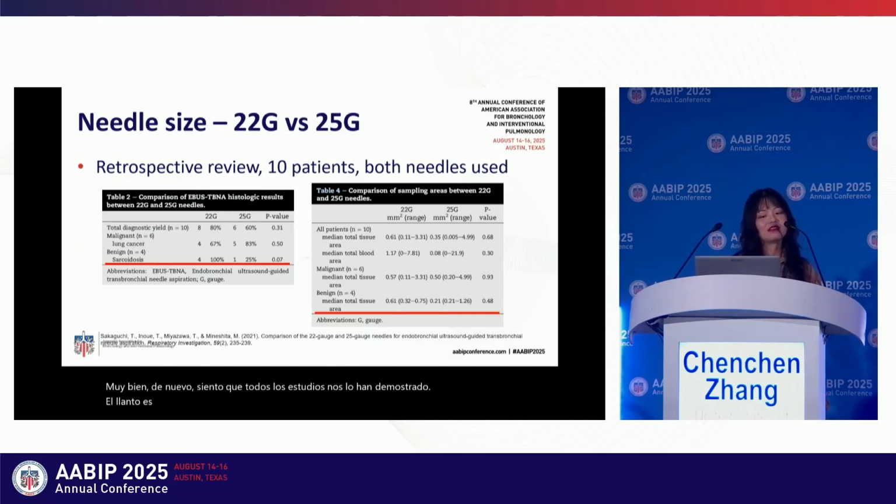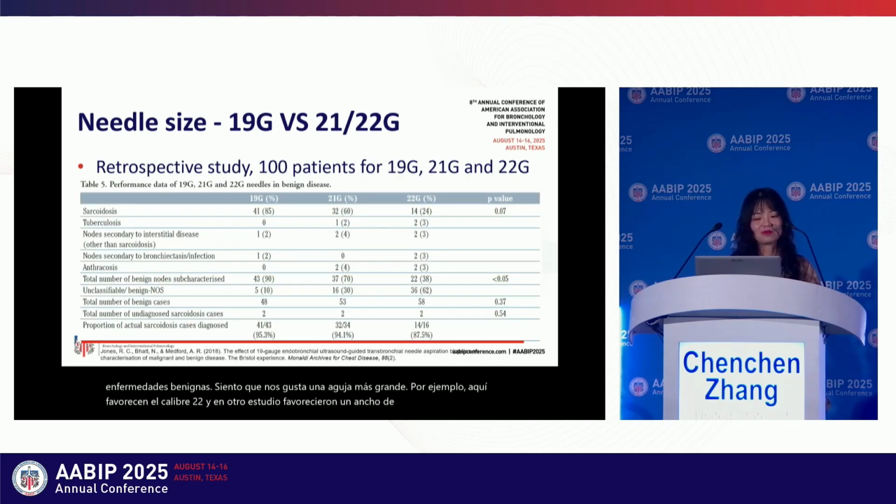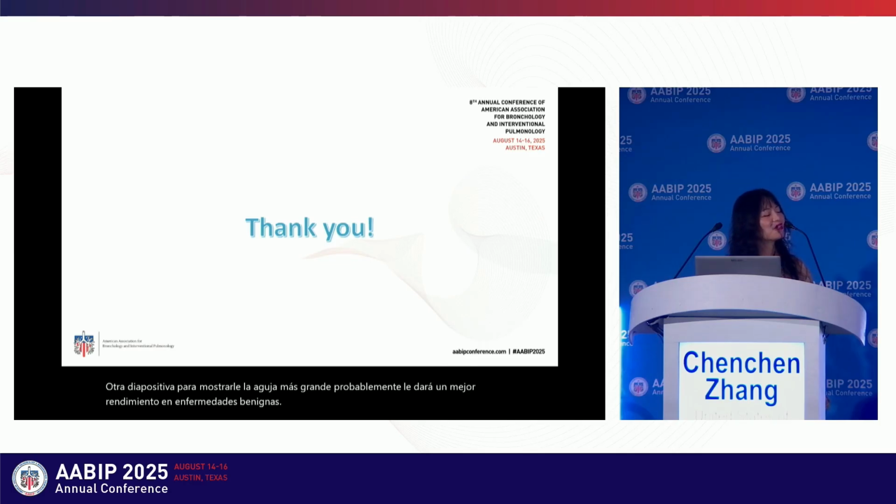And then, does the needle size matter? I feel like this is probably a subject that we have encountered in the past already. In the benign diseases, I feel like we like a bigger needle. For example, here they favor the 22 gauge, and in another study, they did favor a 19 gauge needle. Another slide to show you, the bigger needle probably will give you a better yield in benign diseases. That would conclude my talk today, and thank you everyone for your attention.